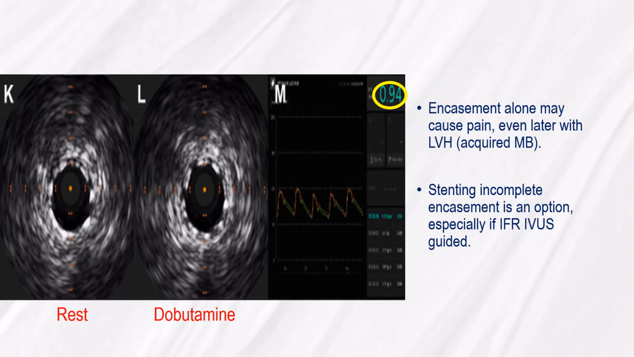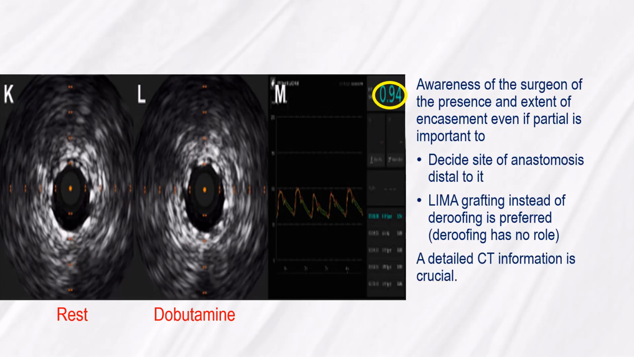So encasement alone may cause pain, even later with left ventricular hypertrophy and acquired myocardial bridge. Stenting in complete encasement is an option, especially if iFR and IVUS guided. Awareness of the surgeon of the presence and extent of encasement, even if partial, is important for decision of the site of anastomosis distal to it, and LIMA grafting instead of deroofing is preferred. Deroofing has no role. A detailed CT information is crucial.